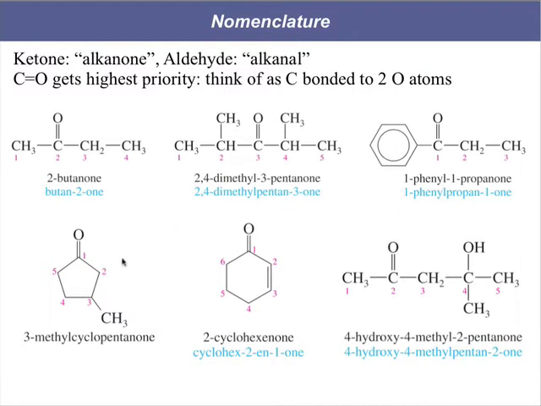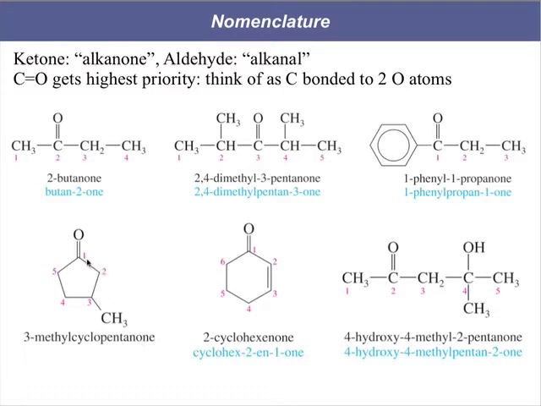Here's 3-methyl cyclopentanone. Notice that the indication of the 1 ketone is ignored because in a ring, the highest priority group will always get 1 by default. So 3-methyl cyclopentanone indicates that the methyl is on the 3, and it is implied that the ketone is then on the 1.